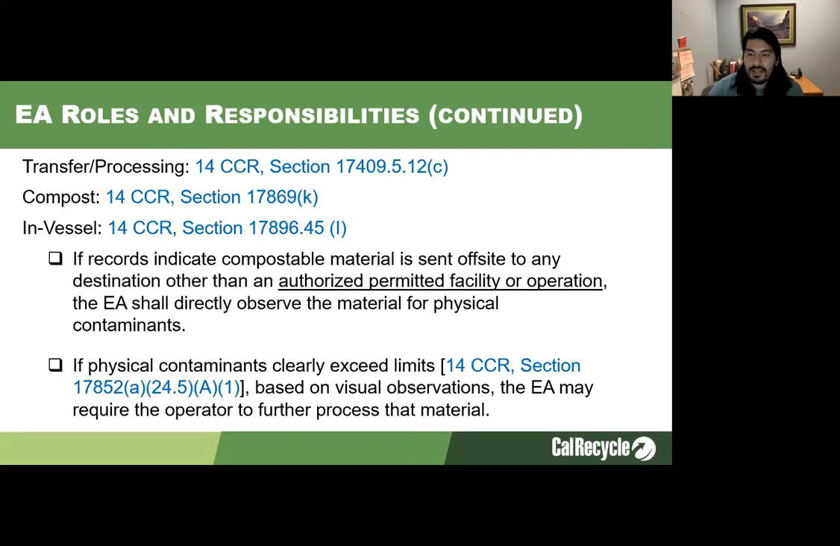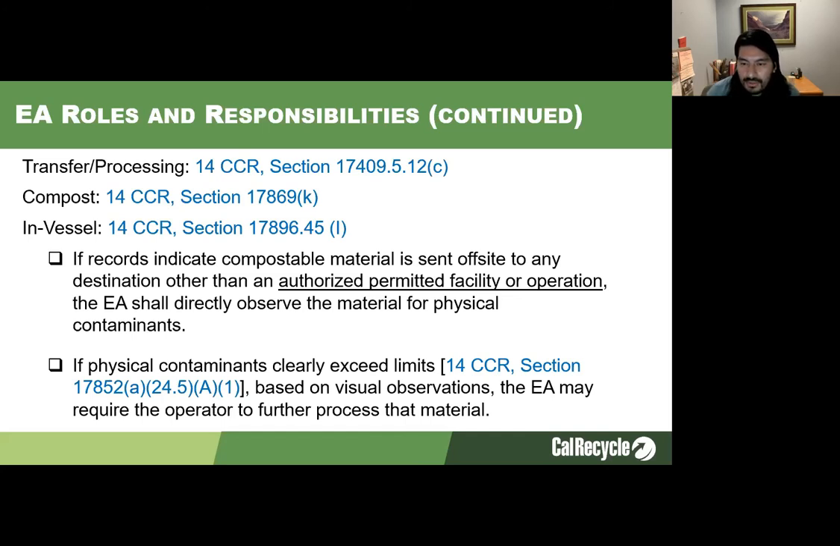When reviewing records at transfer processing facilities and operations and composting and in-vessel digestion facilities and operations, the EA's roles and responsibilities are: if the records indicate compostable materials sent offsite to any destination other than an authorized permitted facility or operation, the EA must observe that material for physical contamination. If the physical contamination clearly exceeds limits allowable under section 17852 of Title 14, the EA can require the operator to further process that material.